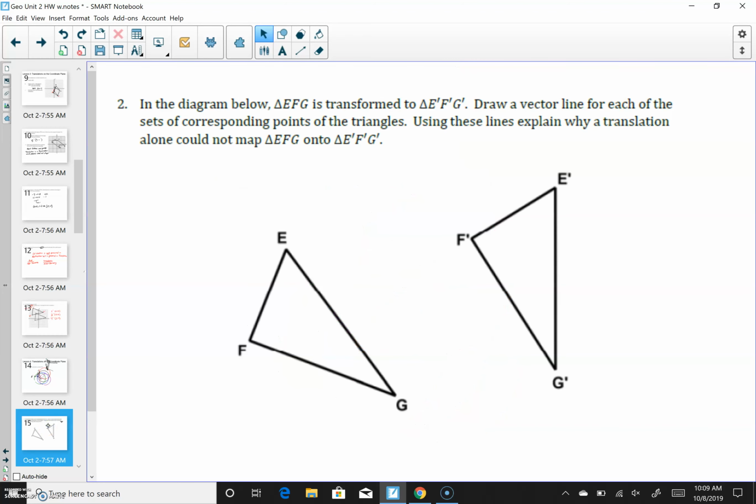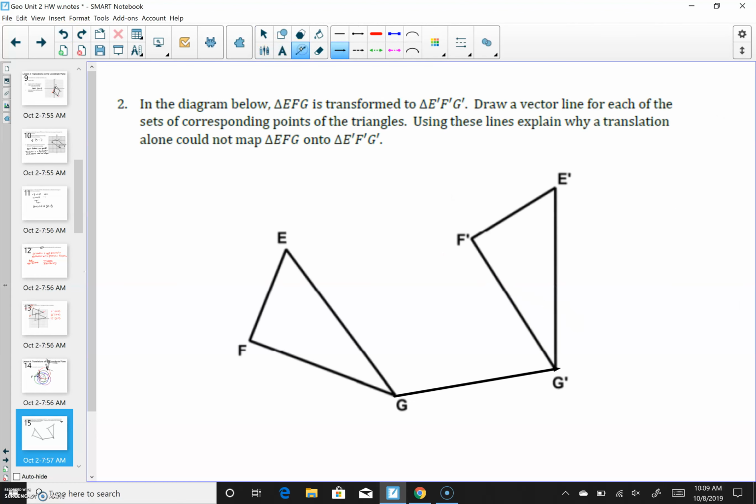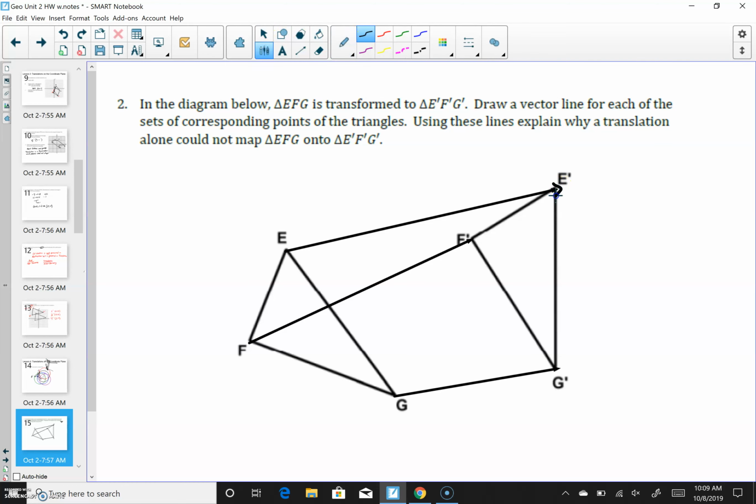For the second one, in the diagram below, triangle EFG is transformed to make triangle E prime, F prime, G prime. Draw a vector line for each of the set of corresponding points of the triangle. Use these lines to explain why a translation alone could not map them across. So we're going to take some time here and draw our vector lines to represent all of our moves from original point to prime point. And I'll put arrows to make it a little bit clear where the vector side is.